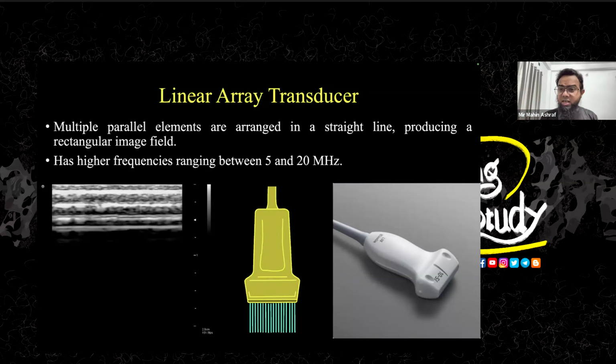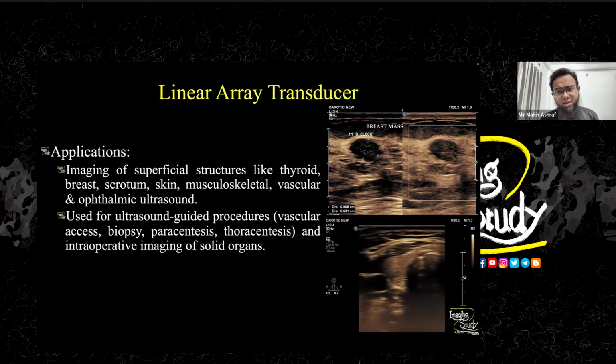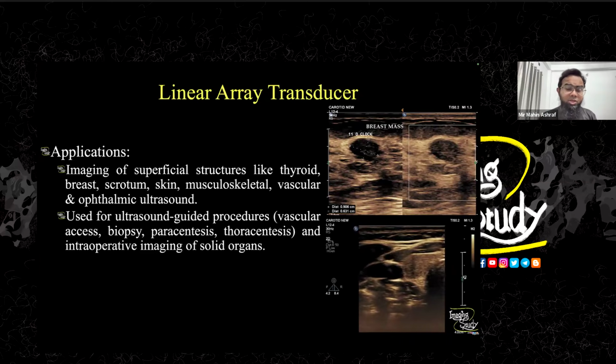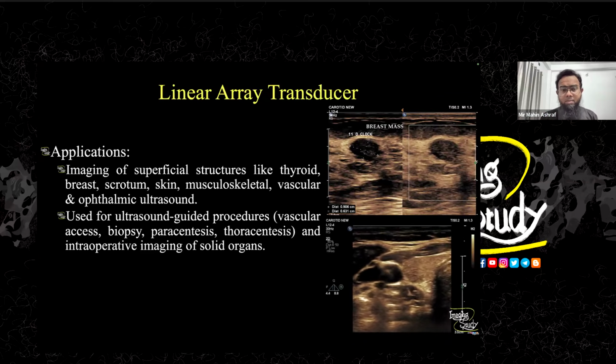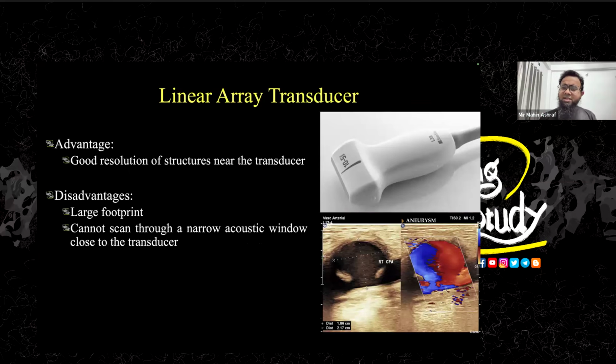And using high frequency, it is very good to see the superficial structures like thyroid, breast, testes, vascular system, musculoskeletal ultrasound, skin ultrasound, ophthalmic ultrasound, many more. We also use it for ultrasound guided superficial procedures like biopsies and vascular access. So this linear transducer is very good to see the superficial structures. And as I do many vascular ultrasounds daily, this transducer is quite like my best friend, something like that.